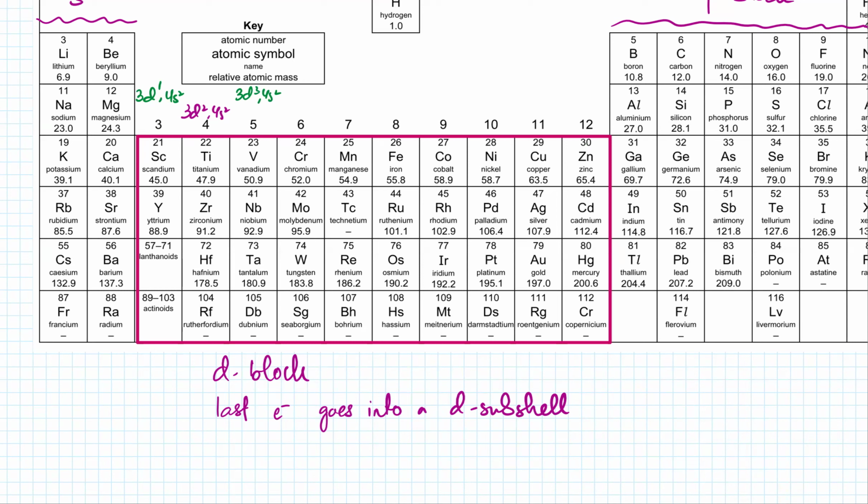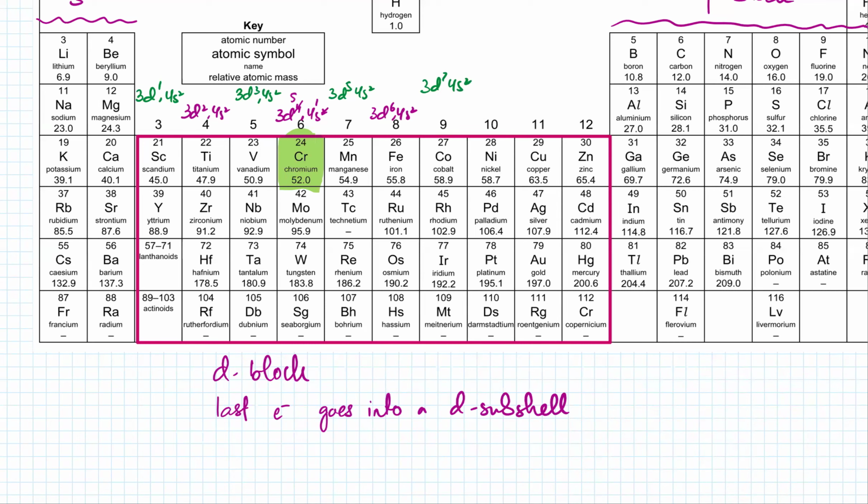Chromium is your special case. It's not going to be 3D4, 4s2. It should have been 3D4, 4s2, but instead it's actually 3D5, 4s1. Do you remember that? Is this clear? Chromium was an exception. So the next one is again 3D5, 4s2. The next one after that is 3D6, 4s2. After that, you've got 3D7, 4s2.